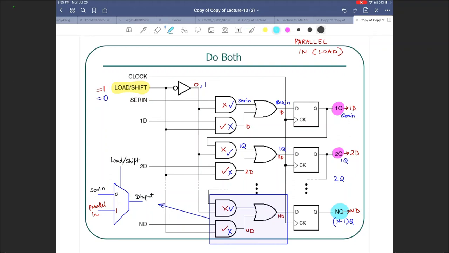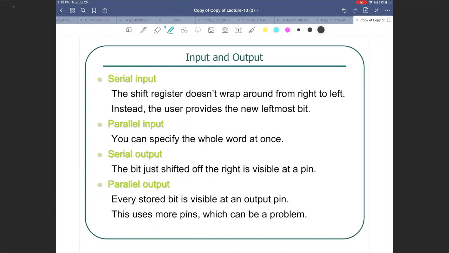So can do serial in, can do parallel in. Where are we doing parallel in? Right here. And also we can do serial out and parallel out. So this slide essentially summarizes all those four options: serial input, parallel input, serial out, parallel out. So serial input is the shift register doesn't wrap around from right to left. Instead, the user provides the new leftmost bit. So keep inputting the new bit in the topmost D input. And as you clock things through, that bit will keep moving down, right to left.